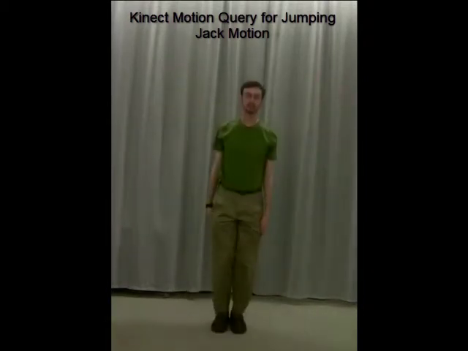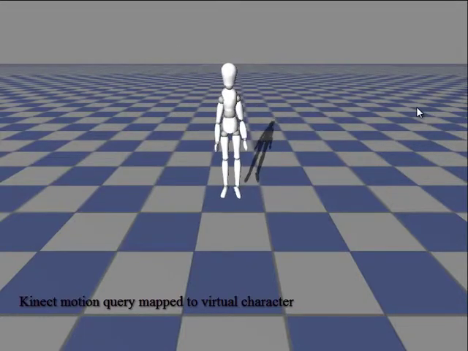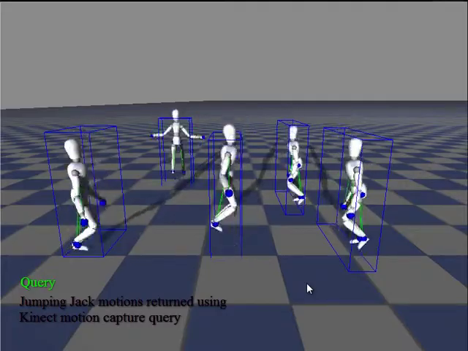Motion keys can be easily mapped to other user interfaces for more intuitive query specification. In this example, a user records a query motion using the Kinect sensor for retrieving similar motions from the database.